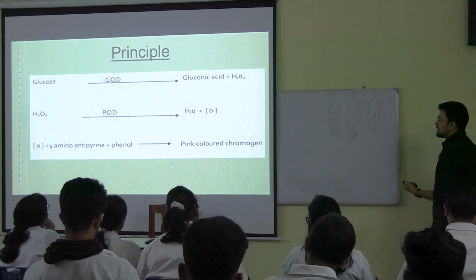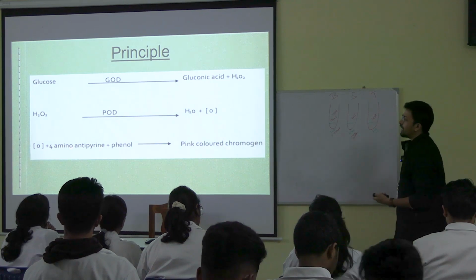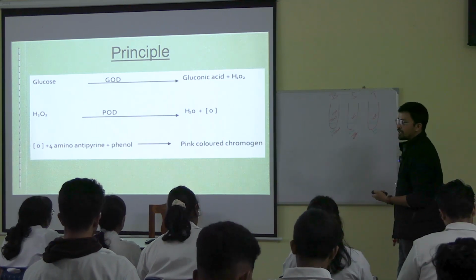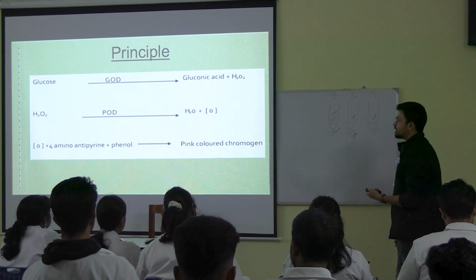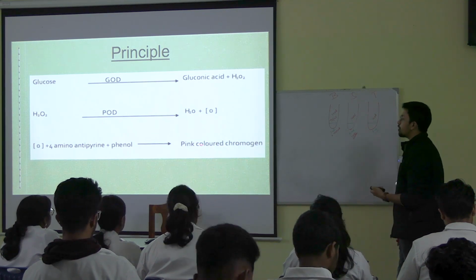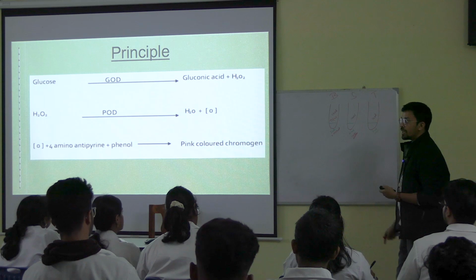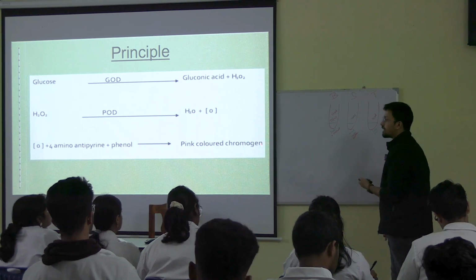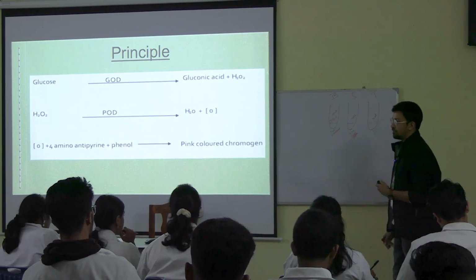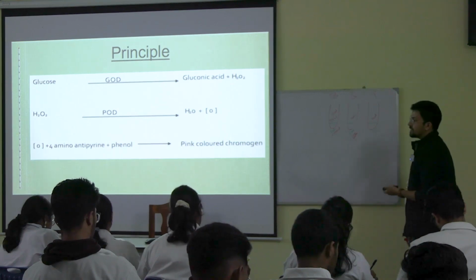This nascent oxygen reacts with the 4-amino antipyrine and the phenol in the phosphate buffer, forming the pink color chromogen that I mentioned. If there is glucose, only then will this pink color come, otherwise the pink color will not come. So this is the reaction that is happening over there.